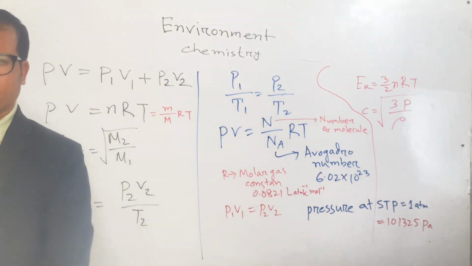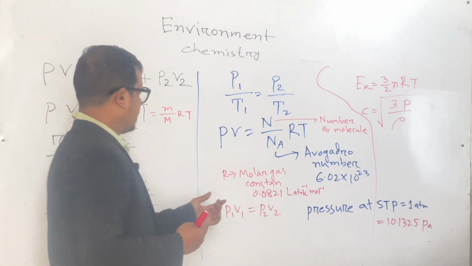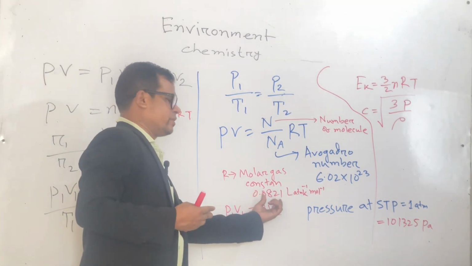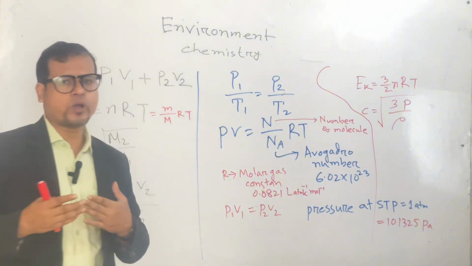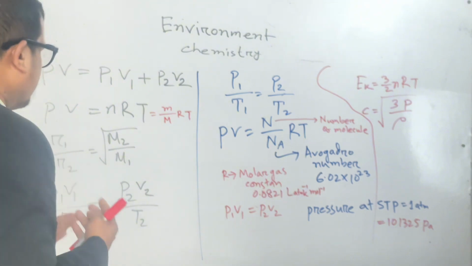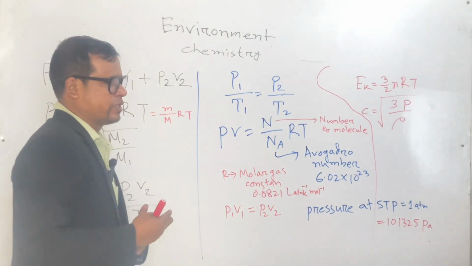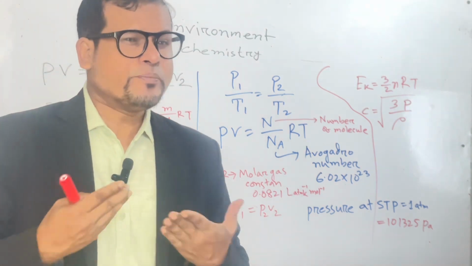When we consider the volume unit liter and pressure in atm, we get this value, 0.0821. But when we consider the SI units, what will the molar gas constant be? Then the molar gas constant magnitude would be 8.31.